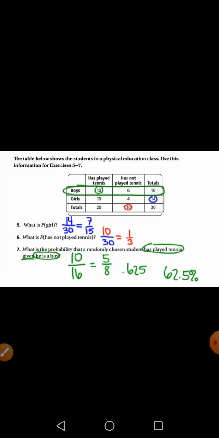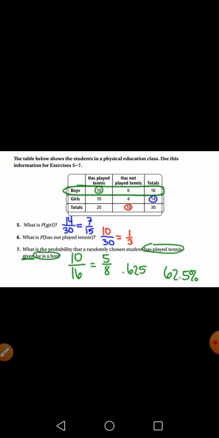How? I'll give you a while to think. He didn't tell me boys or girls, right? He lets me choose freely. So it will be the total sum in the numerator. 6 plus 4 is 10. 10 over 30, yes, equals 1 over 3.